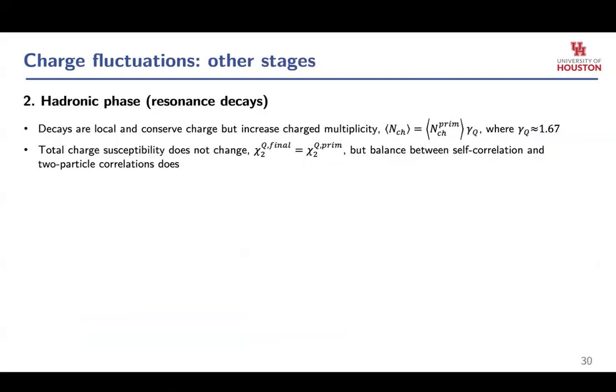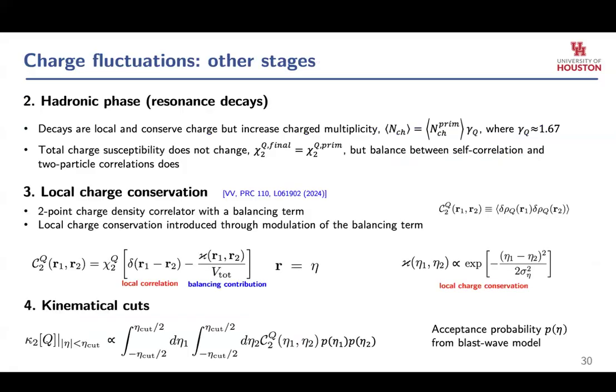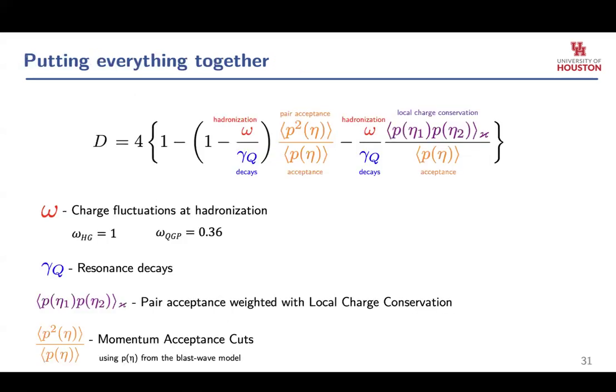Okay, so I'm going to skip these details. I will just mention that we can use some basic considerations like charge conservation to implement resonance decays. They reshuffle the balance between self-correlations and two-particle correlations. Again, these are details. For local charge conservation, there is a new formalism where you can put in by hand this correlation, not have it global, but also localized in space, according to how far apart the balancing charges are separated. And then for kinematical cuts, we need this acceptance probability, which we can also get from the blast wave model. These parameterizations are well known.